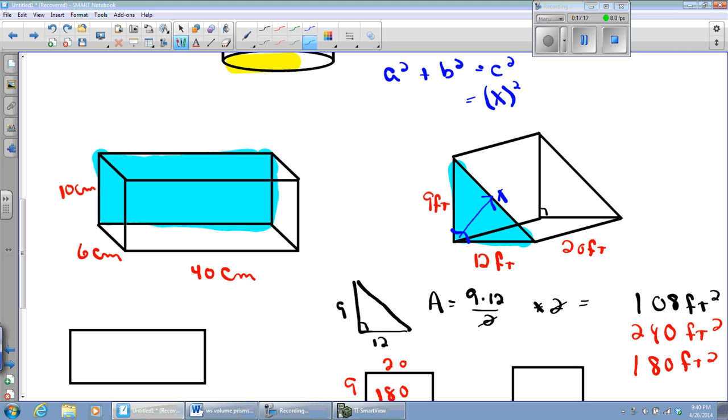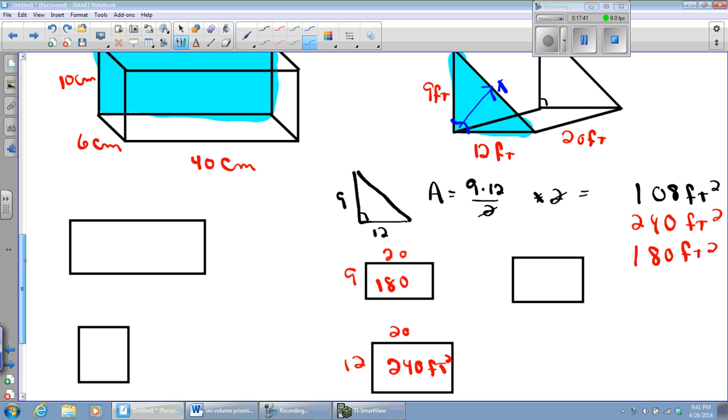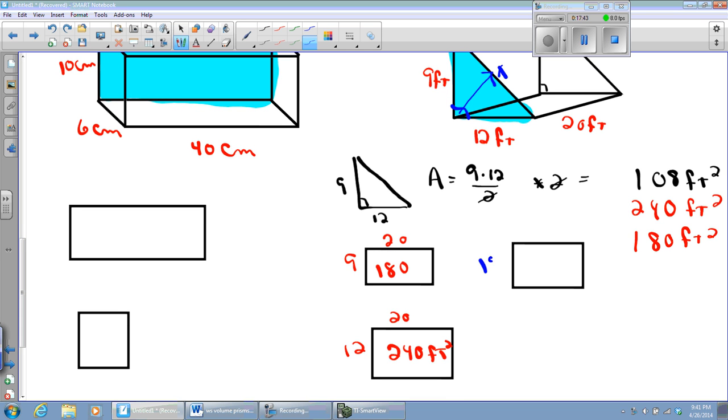All right. A squared is 9 squared. B is 12 squared. It's going to be 81 plus 144, which equals x squared. X squared is going to end up equaling 225. X will equal 15 when I take the square root of both sides. So this final rectangle is 20 by 15. So 15 here, 20 there. So it'll be 300. So I'll have 300 feet squared.